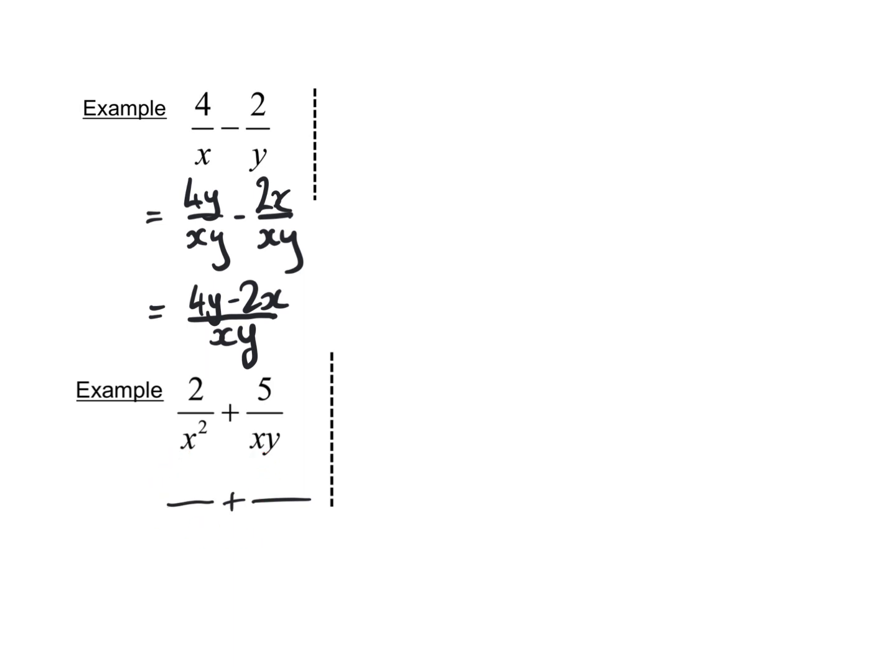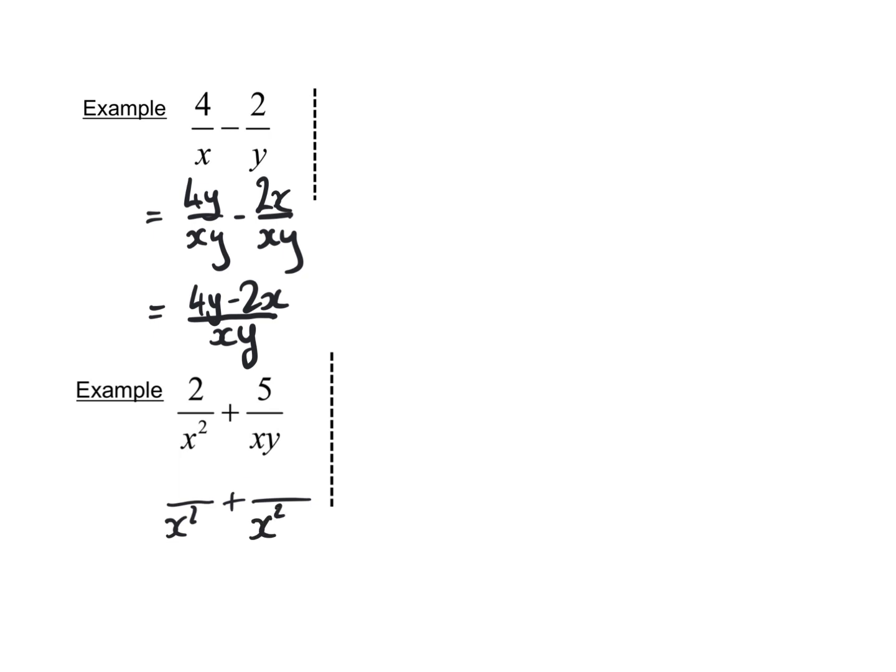Now, the easiest way to do this is go through the letters one at a time. I've got an x squared and an x, so I'm only going to look at the x's to start with. x squared and x. So if I need something that's divisible by both x squared and x, then it'll have to be at least x squared big. So I'm going to put x squared at the bottom of each.